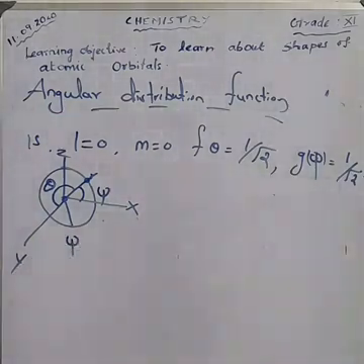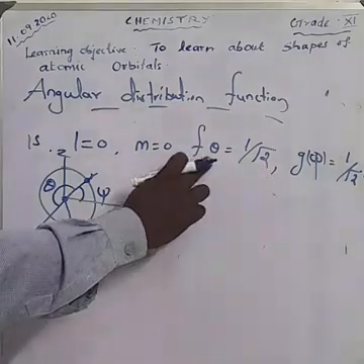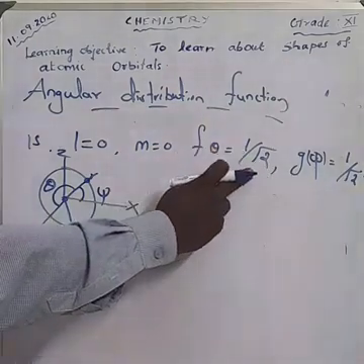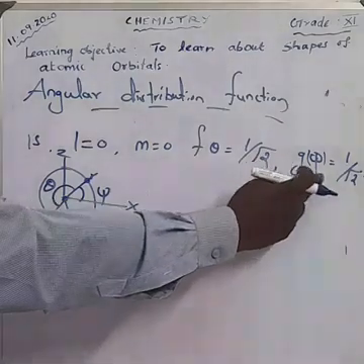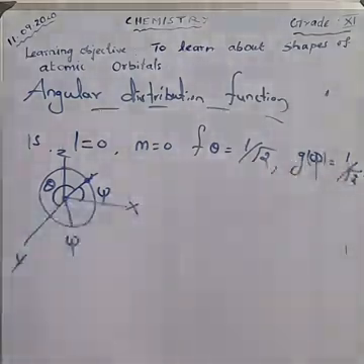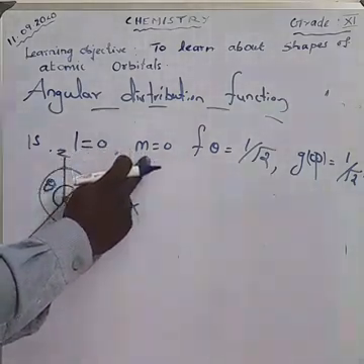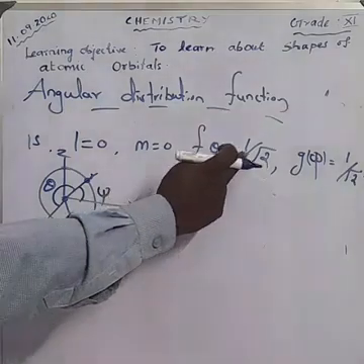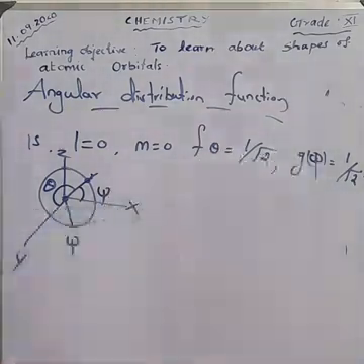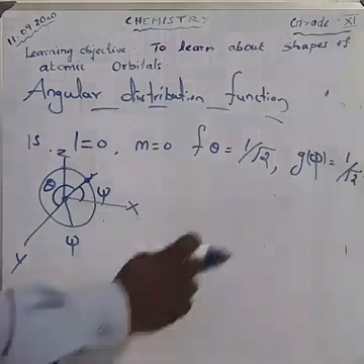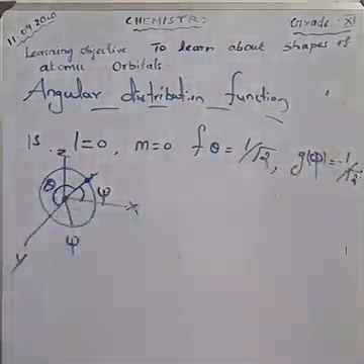For calculating, the angular distribution: f of theta is equal to 1 divided by root 2, and g of phi is equal to 1 divided by root 2 pi. Those are the two conditions. What's the value of l? 0. What's the value of m? 0. f of theta is 1 by root 2, and g of phi is 1 by root 2 pi.